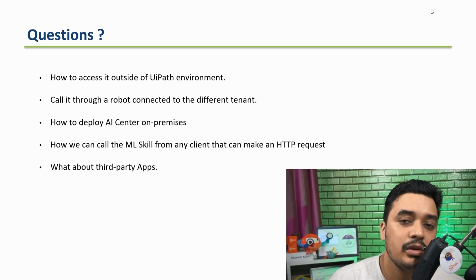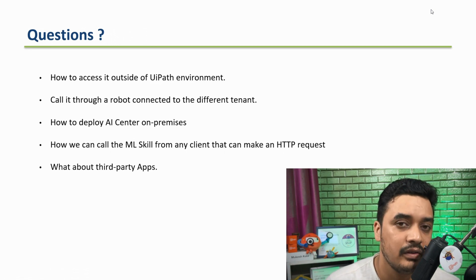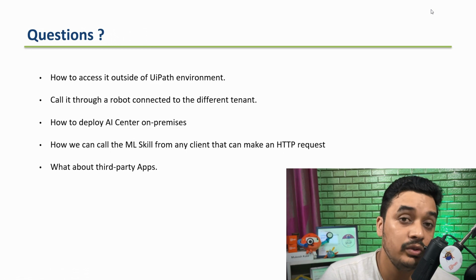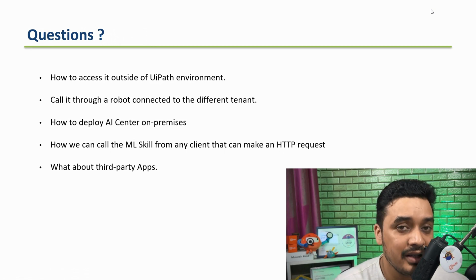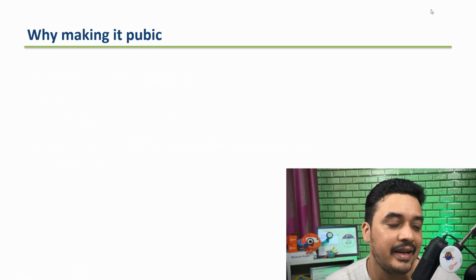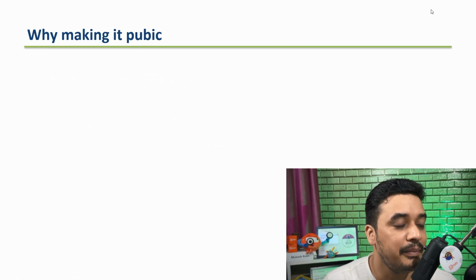So these are some of the questions which I have for you: in case you have an ML skill and you have to do any of this, how do you do it, right? In case you already know the answer, well and good, let me know in the comments. In case you don't know the answer, that is where we have to make the ML skill public, right? So let's talk about why making it public.